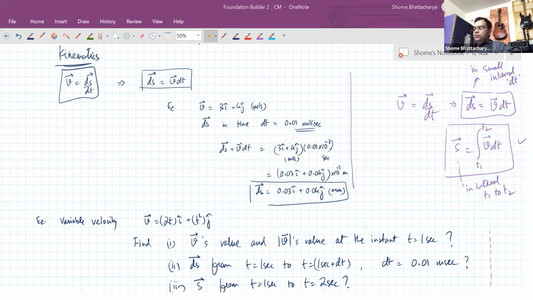Yeah, anybody got the answer for this? Bhargav, have you tried this out? The second question below, just tell me the answers.